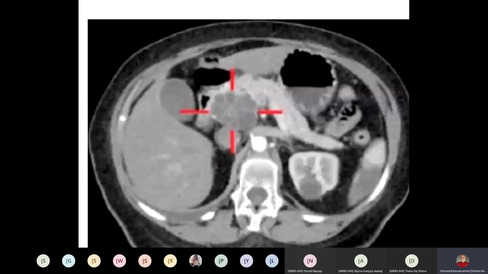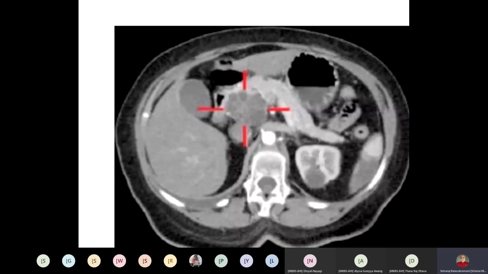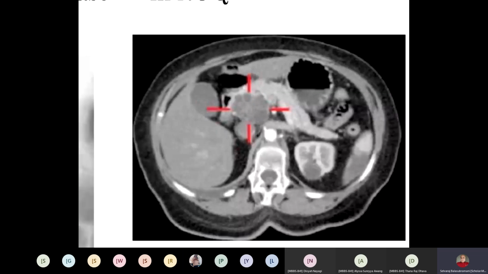What is this investigation? CT of the abdomen. What you are seeing? A lot of red colored arrows. What is that? It is a tumor in the head of the pancreas. This is very important because you will be able to know the operability of the tumor by taking a CECT. It's not just CT. You have to take a CECT.